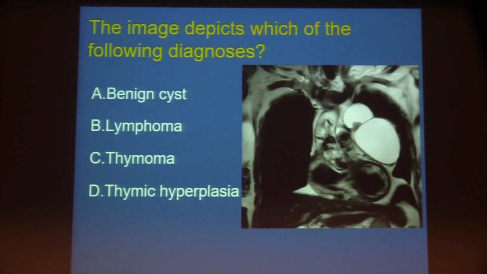And I just have one question for you guys. This is an anteromediastinal mass over here. This is a T2 weighted image. And I want you to vote just like this. Who's for benign cyst? No one. Who's for lymphoma? No one. Who's for thymoma? Okay. Who's for thymic hyperplasia?